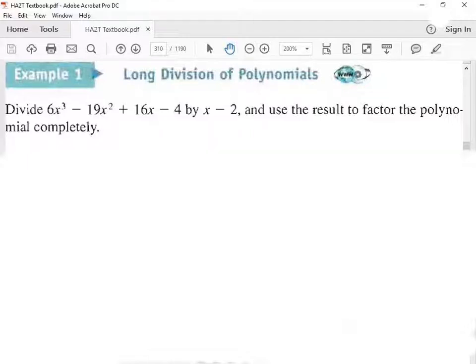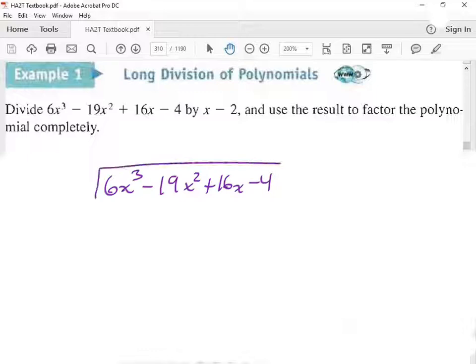Let's write the first polynomial inside of our division house. We got 6x to the third power minus 19x squared plus 16x minus 4. We're going to divide this thing by x minus 2. Now, before I get started here, I'm showing you 2 ways to do it. I'm showing you a long division way, and then I'm going to show you everybody's favorite way, synthetic division.